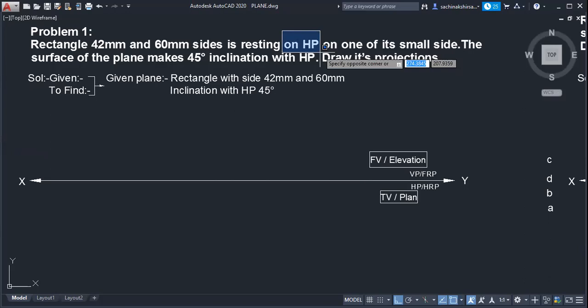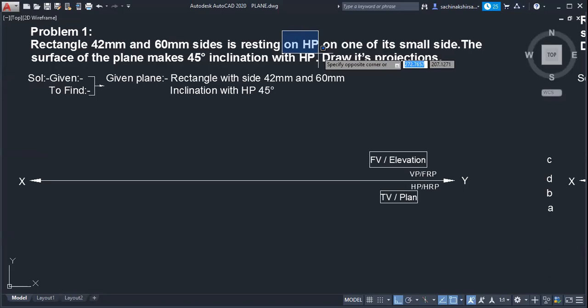Which view are we getting in HP? Top view. Top view means you have to draw the top view of the plane as a true shape. Initially you have to imagine this plane is in HP or on HP, and you have to start with true shape. On the other hand, there is one more thing.